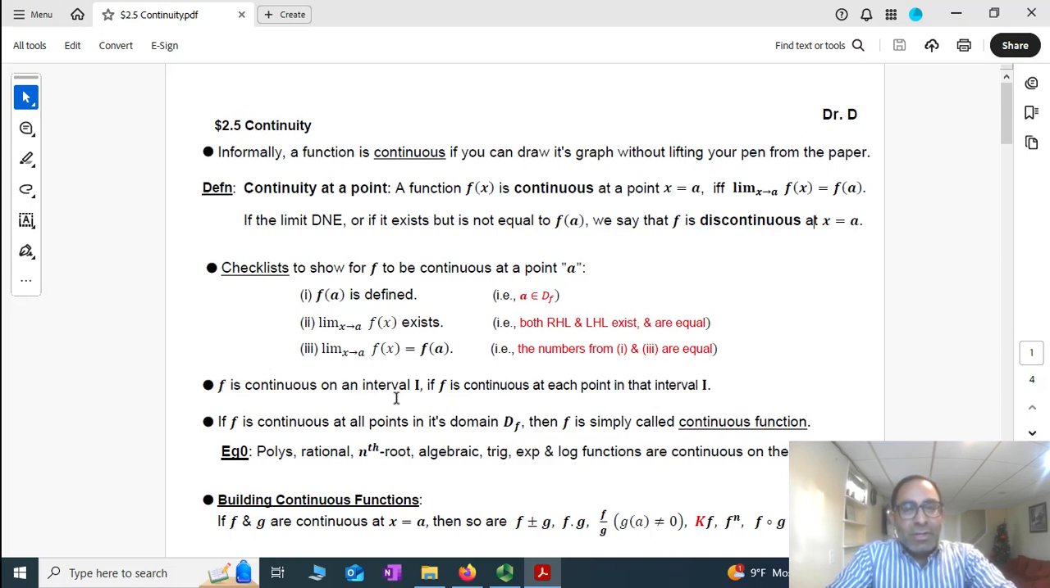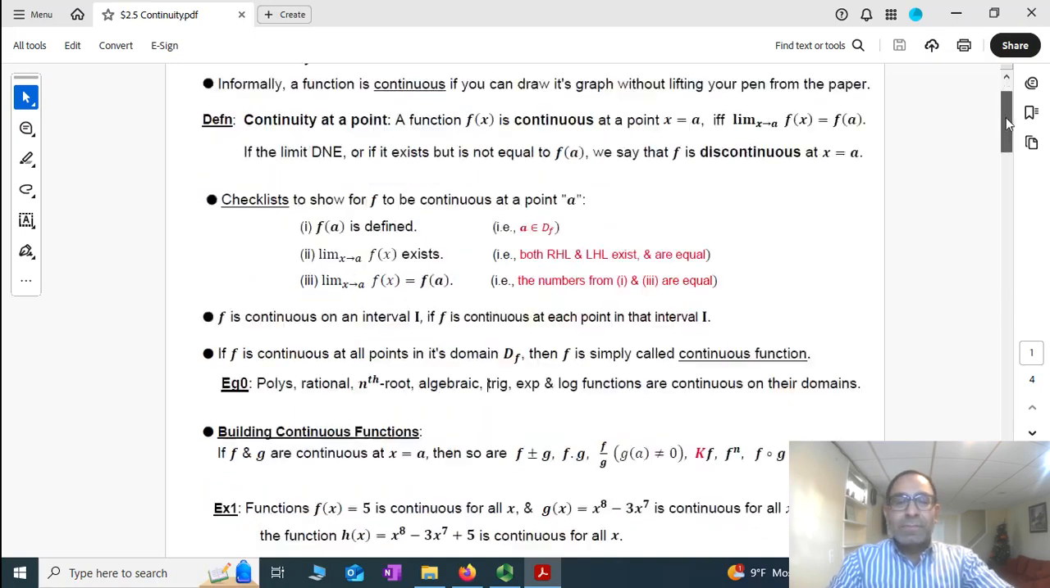f is continuous on an interval if f is continuous at each point in that interval. Likewise, if f is continuous at all points in its domain, then f is simply called a continuous function in that domain. Quick examples of continuous functions: polynomials, rational functions, nth root functions, algebraic functions, trigonometric functions, exponential functions, and logarithm functions. These are the basic functions which are continuous on their respective domains. Let me scroll down.